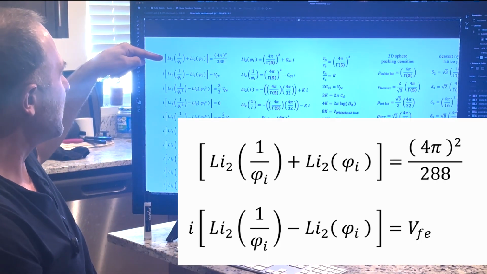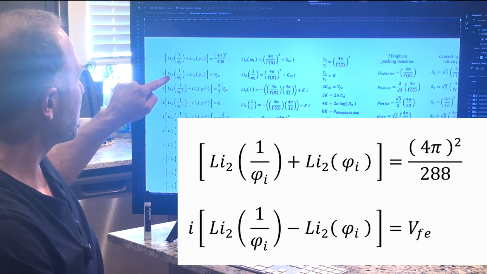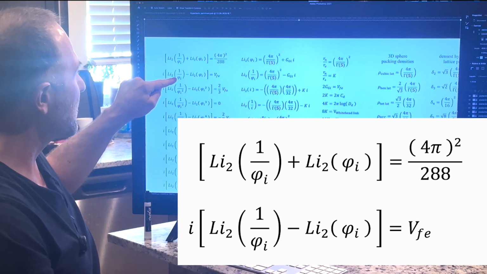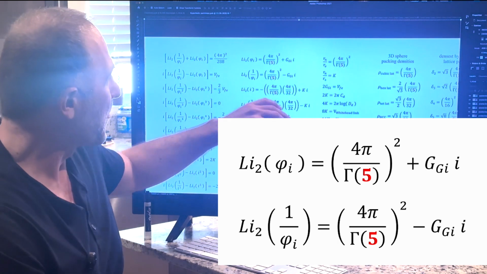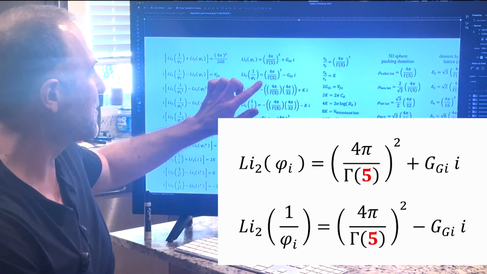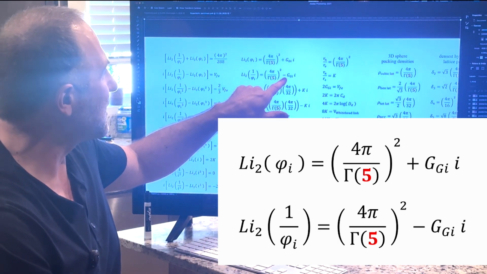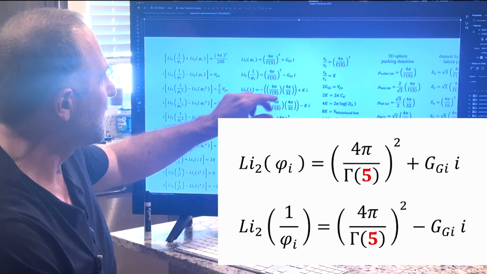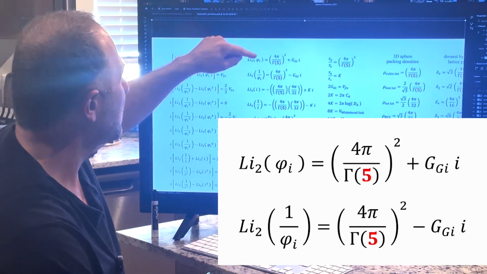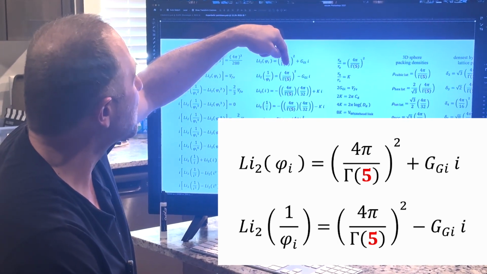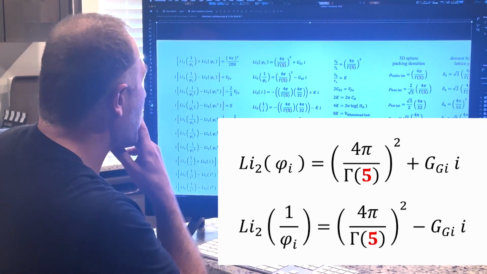So the story we have so far is a hyperbolic figure-8 knot, which has its real conjugate, 4 pi squared over 288. Each of these pieces that make up the hyperbolic figure-8 knot, the dilogarithm of 1 over the imaginary golden ratio, breaks into a real and imaginary part itself. The real part is 4 pi over gamma of 5 squared. Gamma of 5 is 24. And the imaginary part is negative Gieseking constant times i. The other part does the exact same thing. When we reverse the argument, it's 4 pi squared over 4 pi over 24, or gamma of 5 squared again, plus Gieseking constant times i.